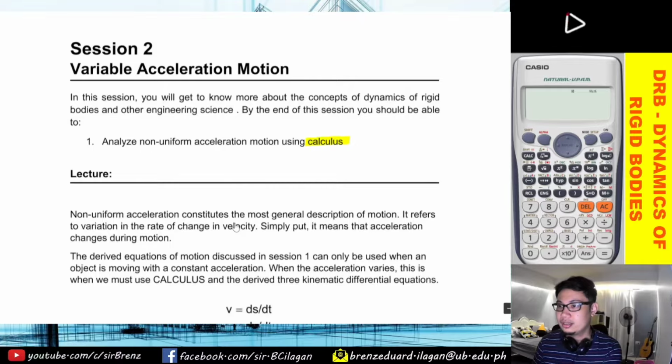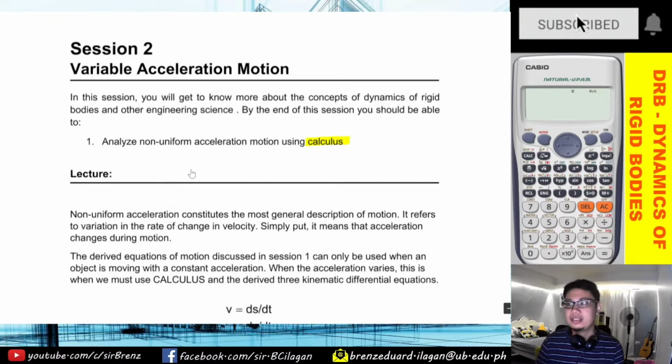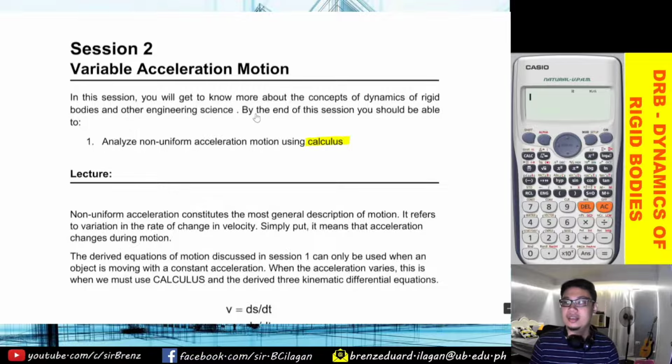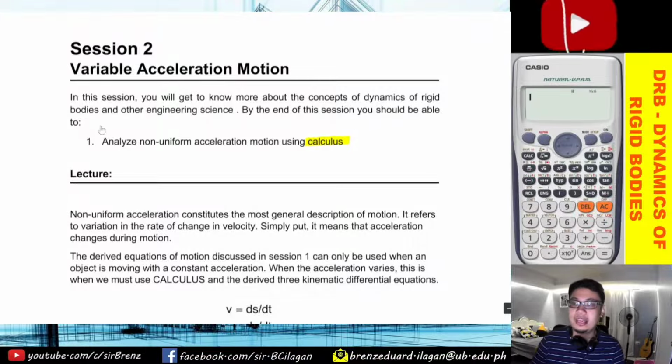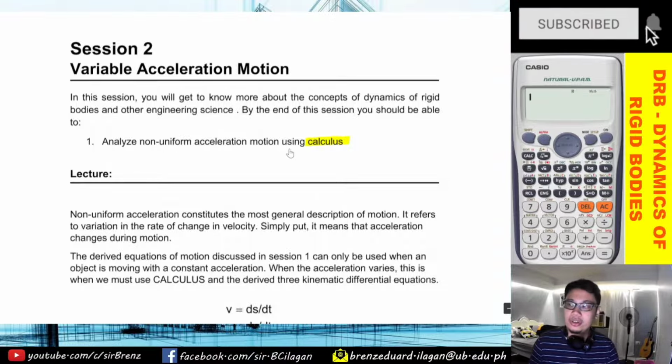Ayan. So, for this module, pag-aaralan natin is Variable Acceleration Motion. In this session, you will get to know more about the concepts of dynamics of rigid bodies and other engineering science. By the end of this session, you should be able to analyze non-uniform acceleration motion using calculus. Okay. So, ayan, naka-highlight na yung word na calculus.